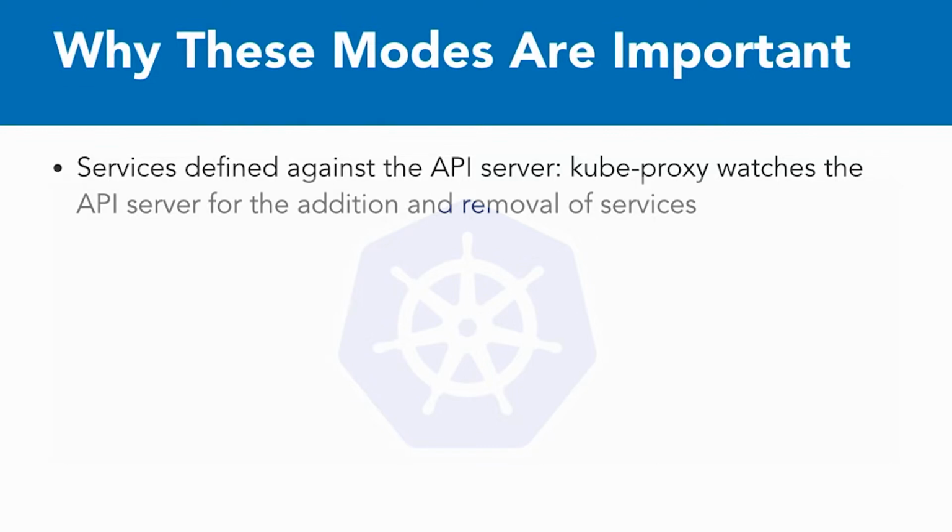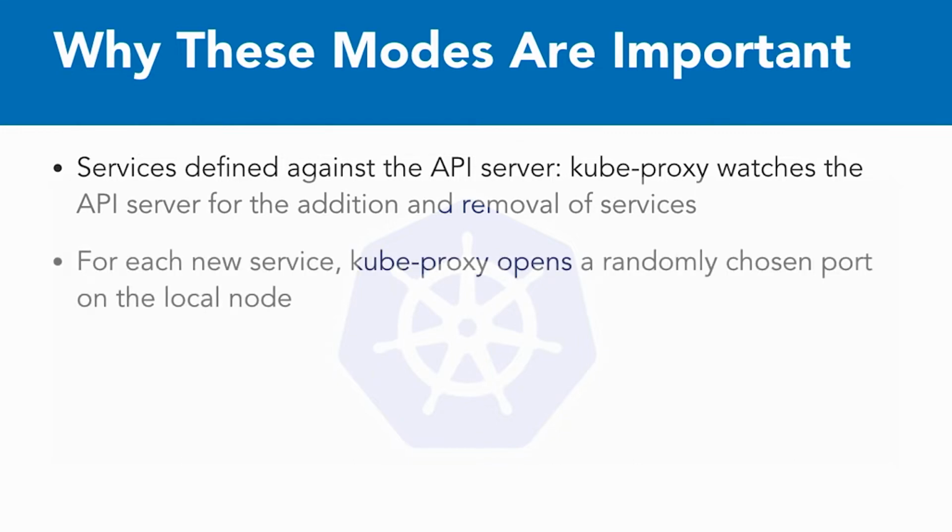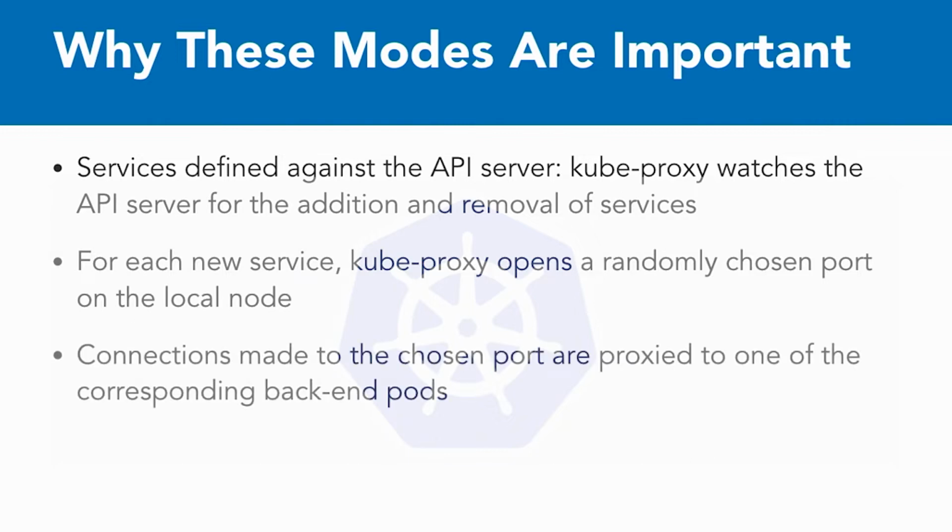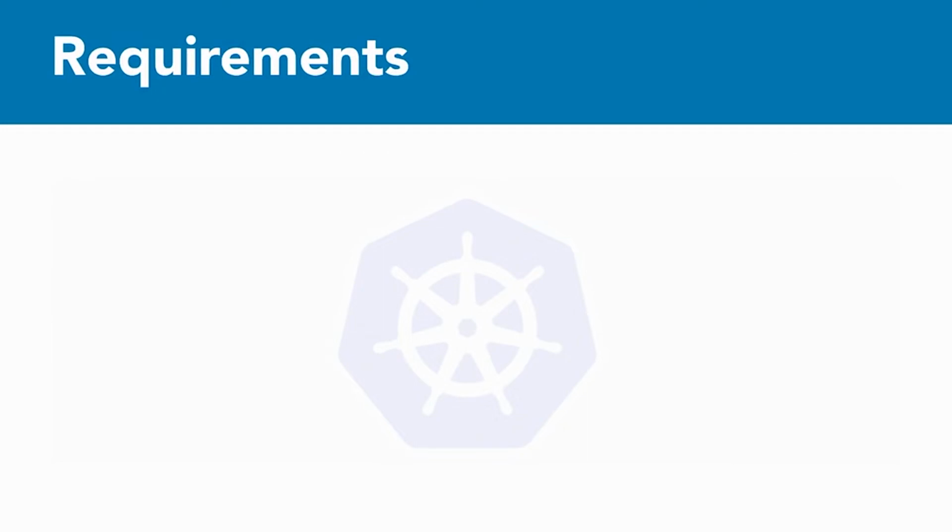Services are defined against the API server. The kube proxy watches the API server for addition and removal of services. For each new service, kube proxy opens a randomly chosen port on the local node. Any connections made to that port are proxied to one of the corresponding backend pods.